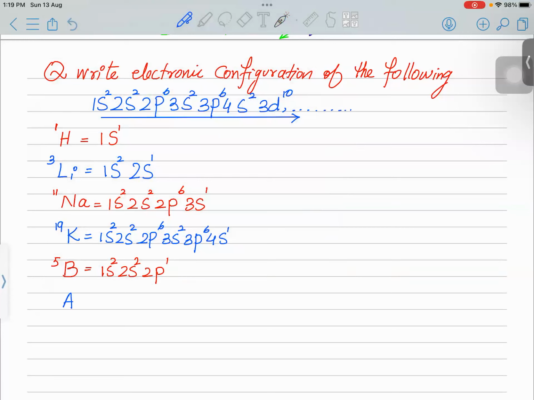Now next is aluminum. Anyone can try. Okay, 1s2, then 2s2, then 2p6, then 3s2. That's 6 plus 2 plus 2. So now 3p1. Correct.